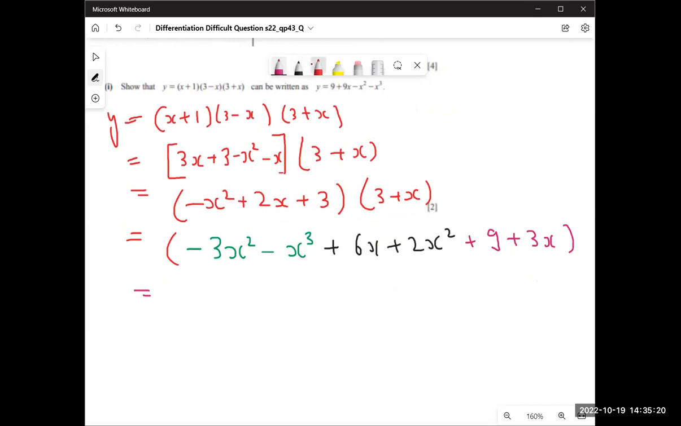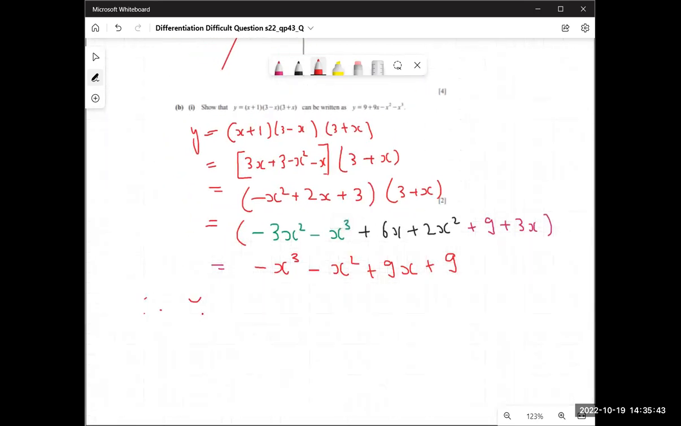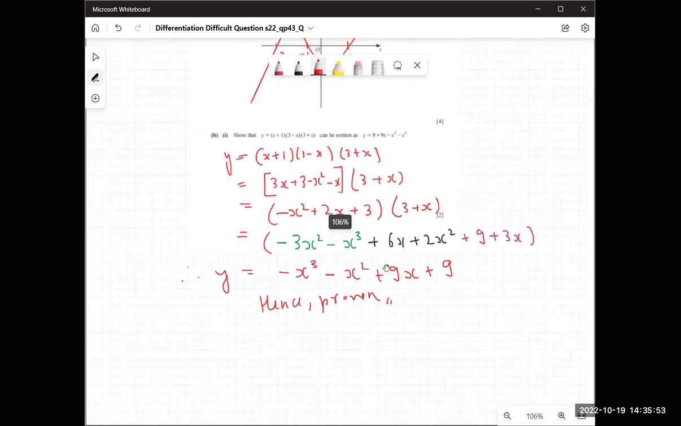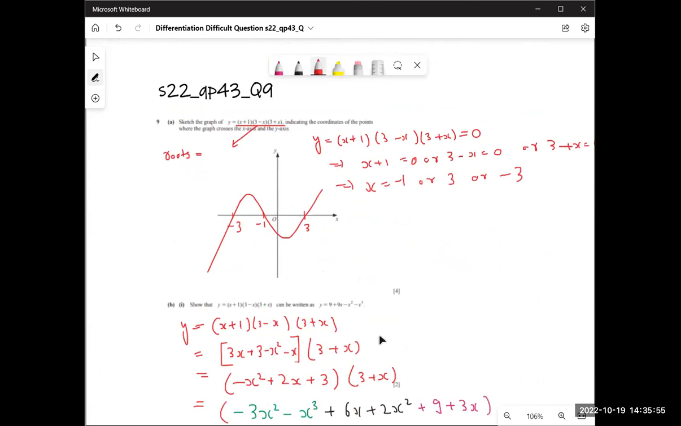What will you get? 9x minus 3x. Let's keep the minus 3x cubed first, and let's always start from the highest power. Then minus x squared, plus 9x, plus 9. Done. Therefore y is equal to 9 plus 9x, so hence proven. You don't have to write this, it's just my habit. Done.